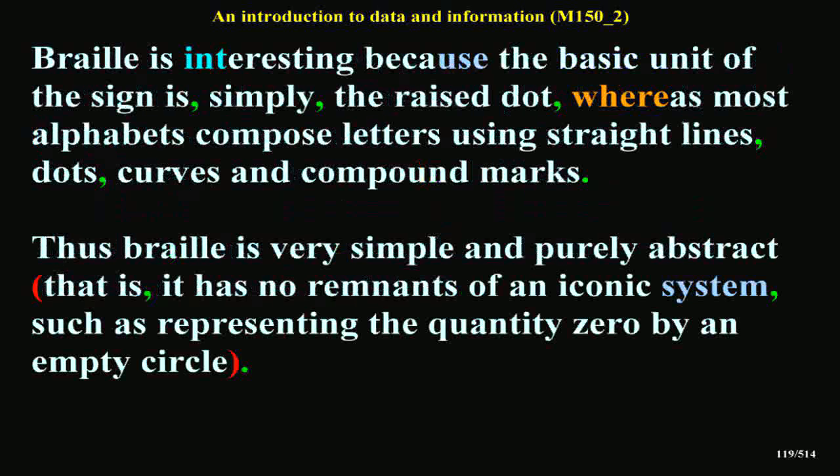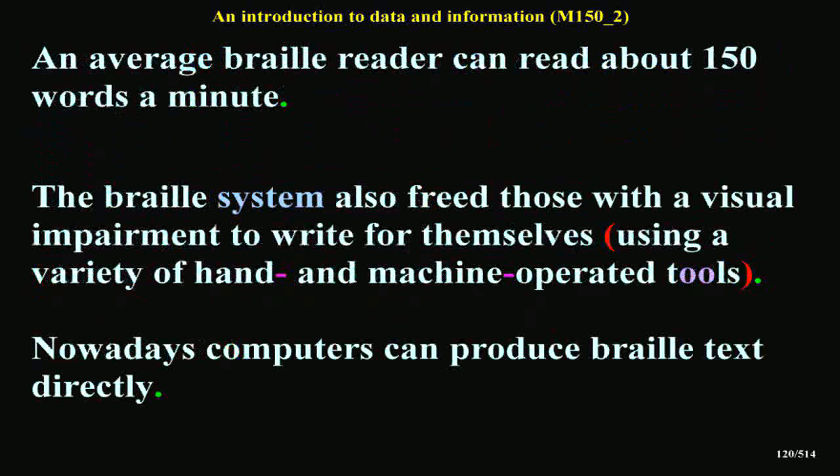Braille is interesting because the basic unit of the sign is, simply, the raised dot, whereas most alphabets compose letters using straight lines, dots, curves and compound marks. Thus Braille is very simple and purely abstract, that is, it has no remnants of an iconic system, such as representing the quantity 0 by an empty circle. An average Braille reader can read about 150 words a minute. The Braille system also freed those with a visual impairment to write for themselves using a variety of hand and machine-operated tools. Nowadays computers can produce Braille text directly.